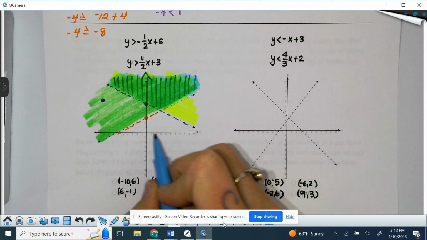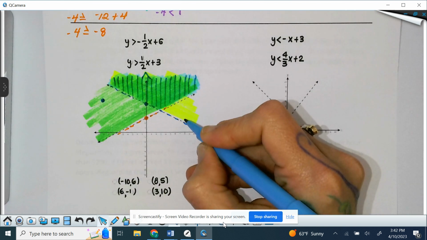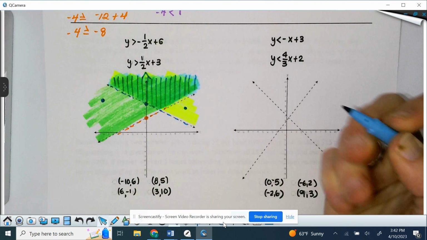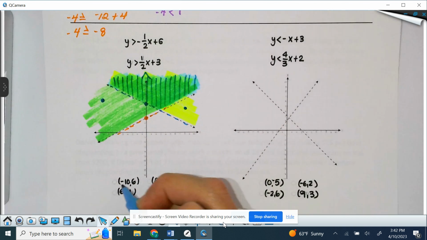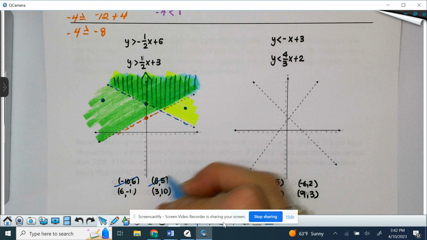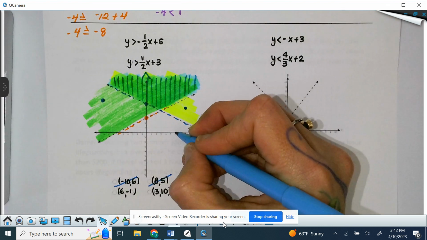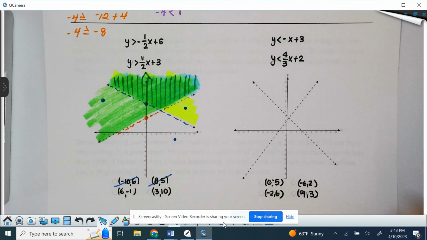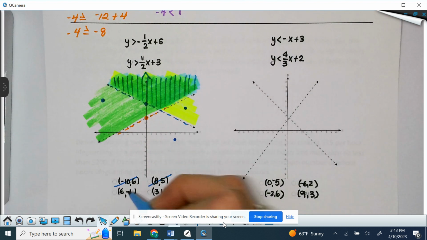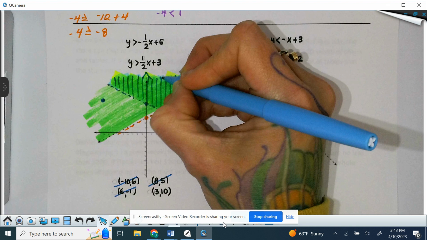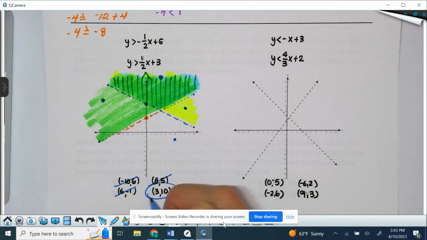+8, 5. So 8, 1, 2, 3, 4, 5. Is +8, 5 a solution? Nope. +6, -1. Is that a solution? And then 3, 10 up here in the overlap. So there we go. Perfect.